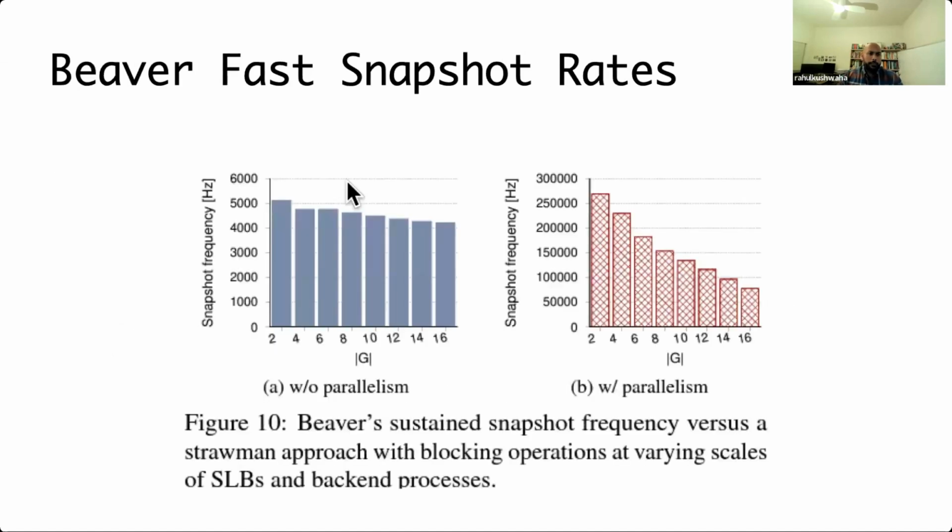So the first evaluation graph that I saw is that Beaver sustains snapshot frequency versus different numbers of gateway markers. On the left graph, you can see the frequency, and on the bottom, we have the number of gateway markers. As the number of gateway markers increases, the snapshot frequency decreases. The first graph is without parallelism, and the second graph is with parallelism.